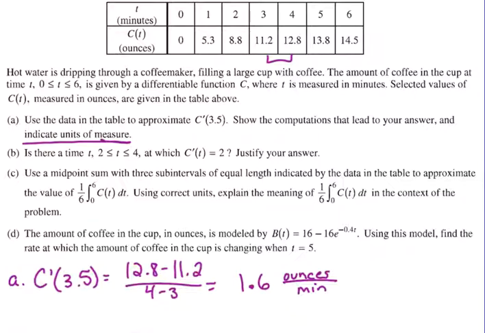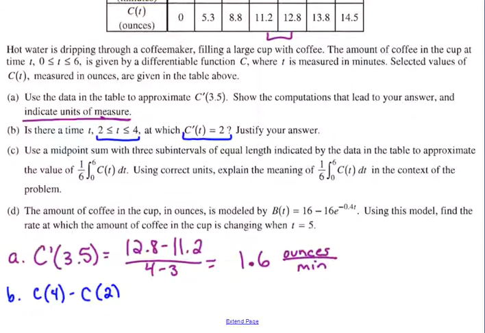Okay, let's look at part B. Is there a time between time 2 and time 4 at which C prime of T equals 2? Well, the setup here should be making you think mean value theorem. We've got an interval of time, and they're asking where the derivative equals 2, so that should be making you think, okay, slope of the secant line is equal to the slope of the tangent line at a point. So let's check and see what the slope between 4, C of 4 minus C of 2 over 4 minus 2.